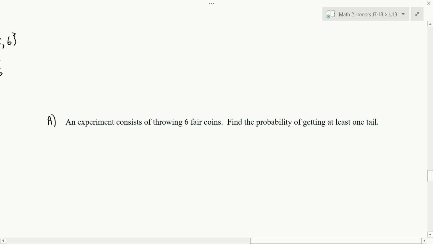So an experiment consists of throwing 6 fair coins, and we want to find the probability of getting at least one tail. Okay. So let's let A be that event of getting at least one tail. So A could be, what does at least one tail mean? What's that? Means you can get one tail. In this context, what else could you get? Could you get 2? At least means you could get more, right? All the way up to what?